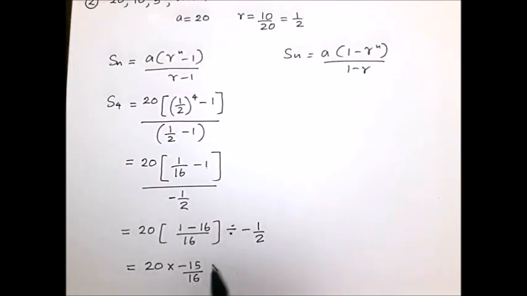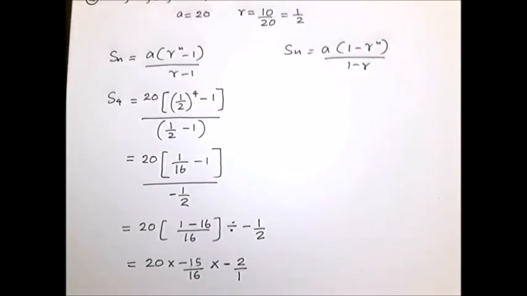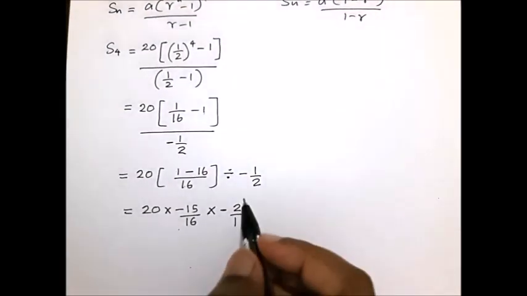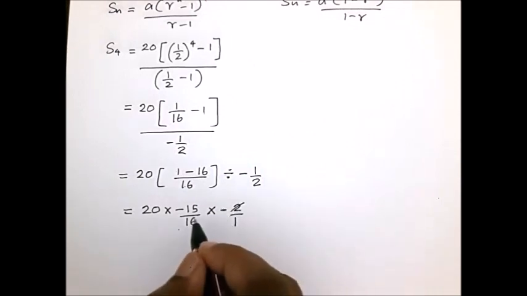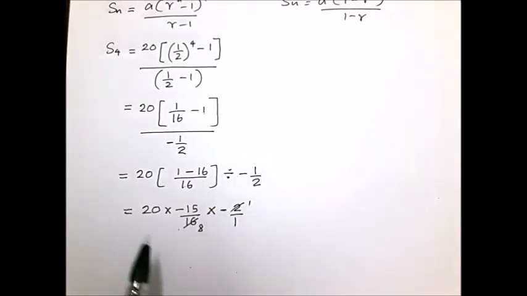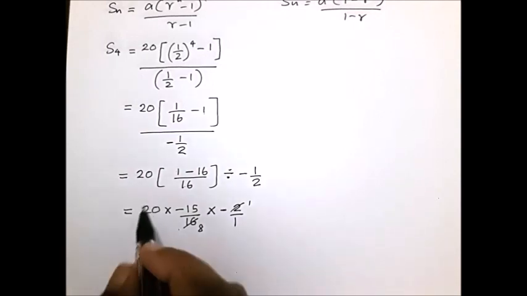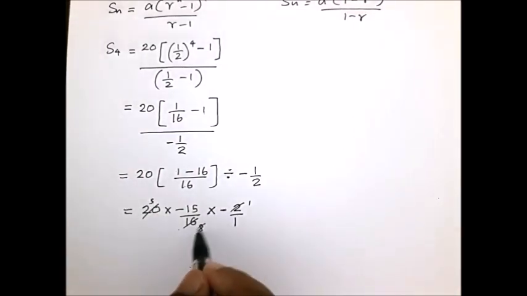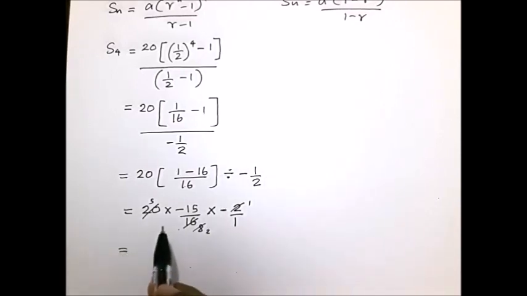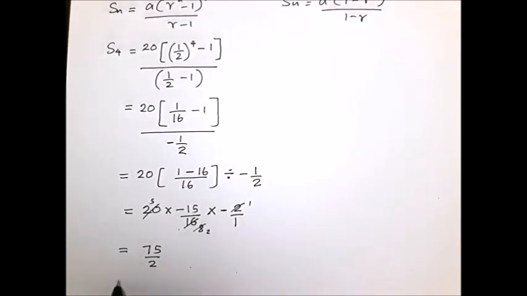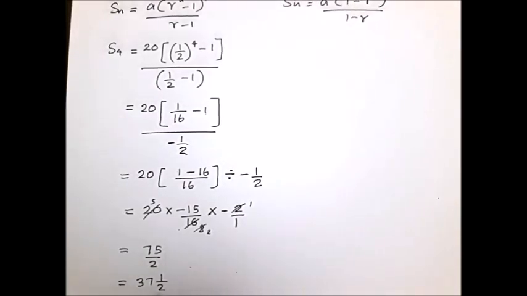Now you can convert the division into multiplication and take the reciprocal of this one. 1 over 2, take the reciprocal, 2 over 1. Now you can cancel these terms. 2 and 16, here 1 and here 8. 20 and 8, you can divide both by 4. Here 5 and here 2. Now multiply the remaining terms. 5 multiplied by 15. It is 75. Minus multiplied by minus is plus. Divide by 2. The answer is 37 and a half.